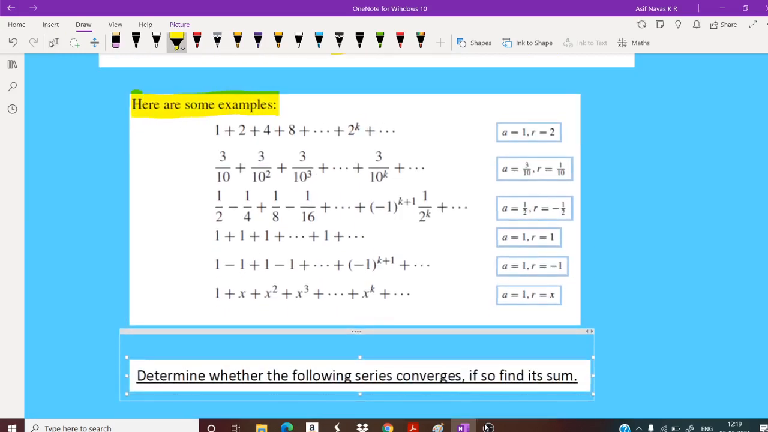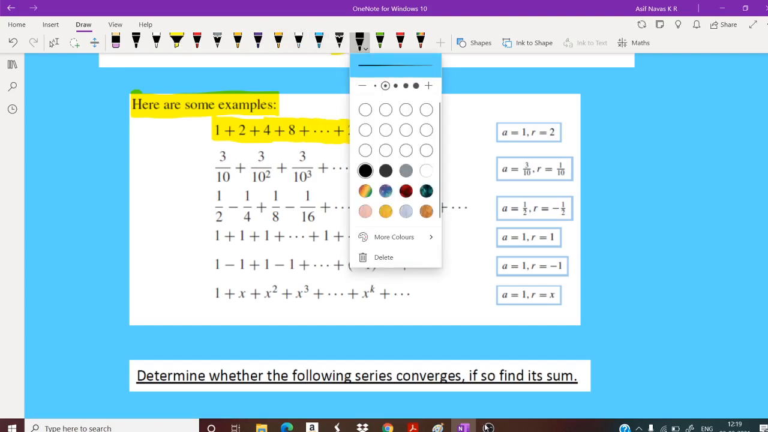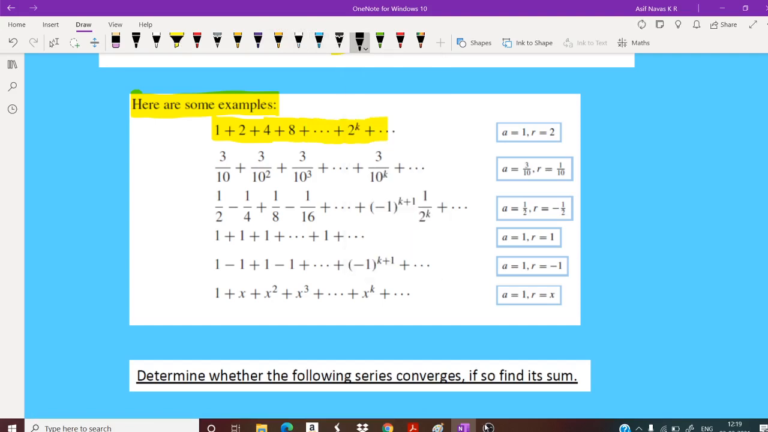So what is the first example? 1 plus 2 plus 4 plus 8 plus etc., 2 raised to k. Now here a equal to 1. What is the first term? a equal to 1. What is r here? Tell me r.